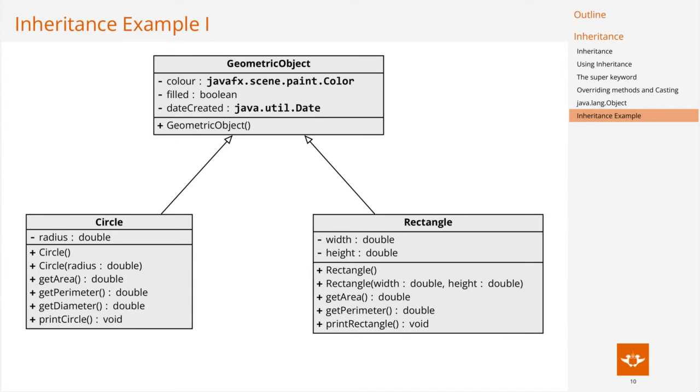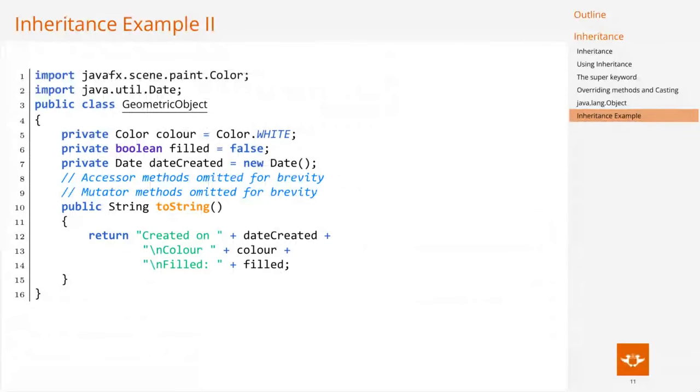Then we have two subclasses, or two child classes, two derived classes, circle and rectangle. You can see circle has a radius, and then constructors, one that takes in no arguments and one which takes in arguments, and a couple of methods there: area, perimeter, diameter, and a print method. Similarly, on the other side, rectangle has its own things, with a height, a constructor that takes arguments, and then area, perimeter, and print rectangle. So there are some things that are common between the two. You might want to try and make those things correct, but let's just look at the example as we have it right now.